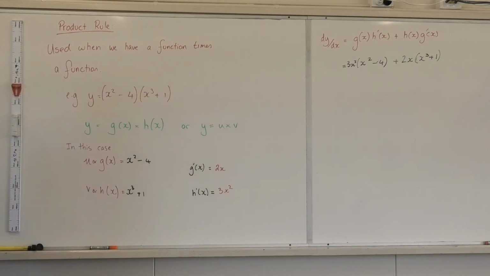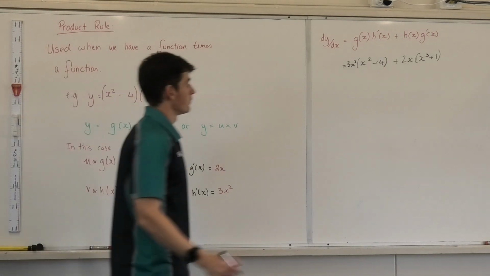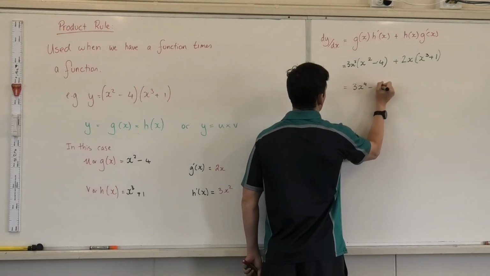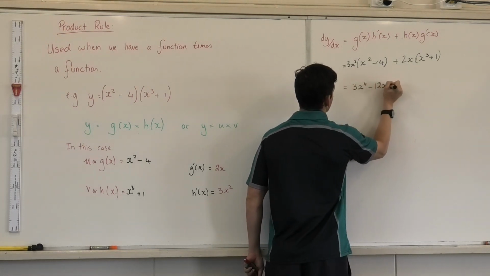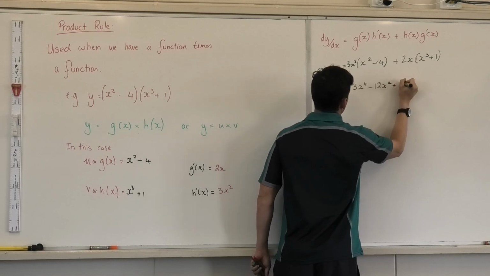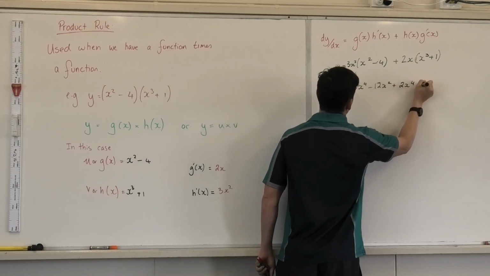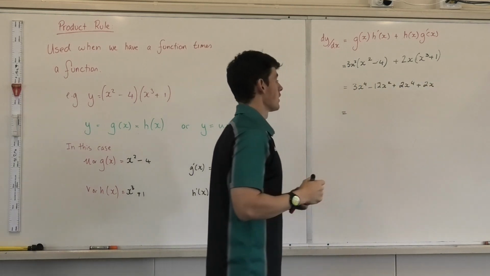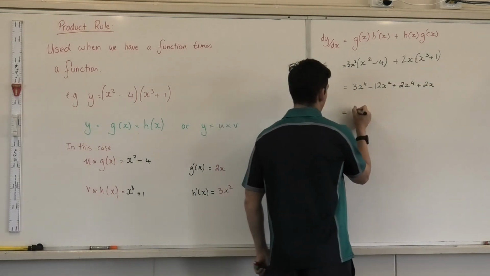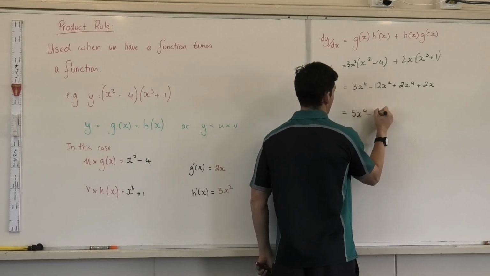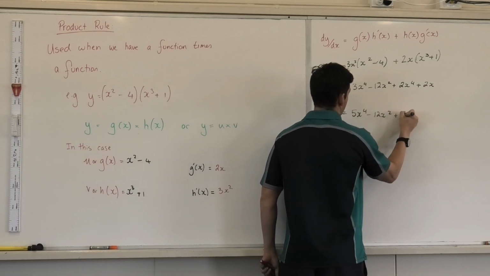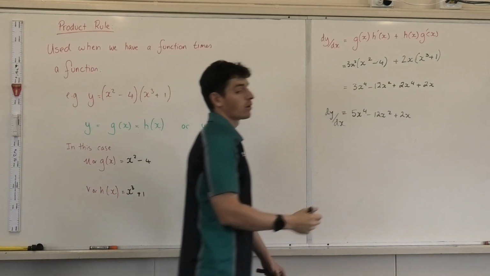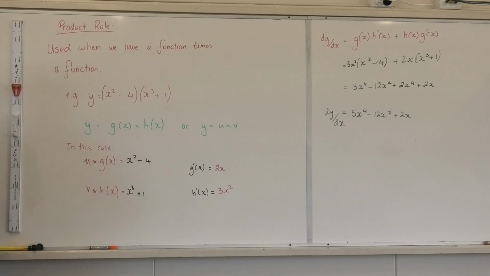Am I done? What do I have to do? Expand it in. So I get 3x to the power of 4 minus 12x squared plus 2x to the power of 4 plus 2x. Am I done? Collect like terms. What have I got? 5x to the power of 4 minus 12x squared plus 2x. And that is dy/dx. Well done, you've just learnt the product rule.